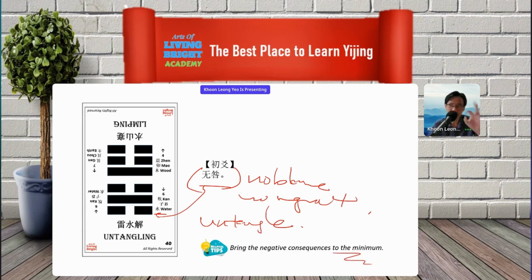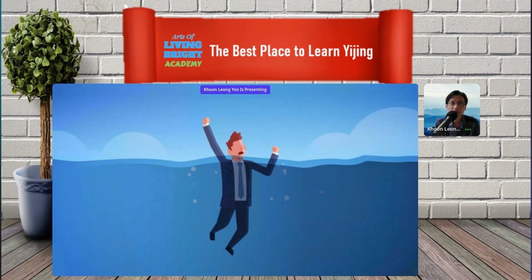Bring the negative consequences to the minimum. Basically, just want to do that. That's what first aid and first response is about. You do what you could to mitigate all the negative consequences, and you will be 无咎, or nobody can blame you. But there's a caveat to it.